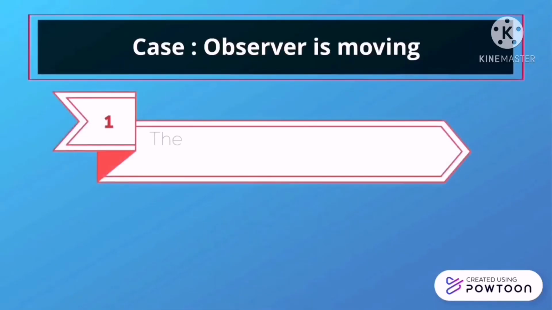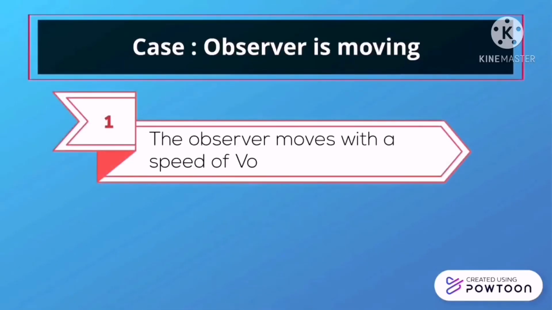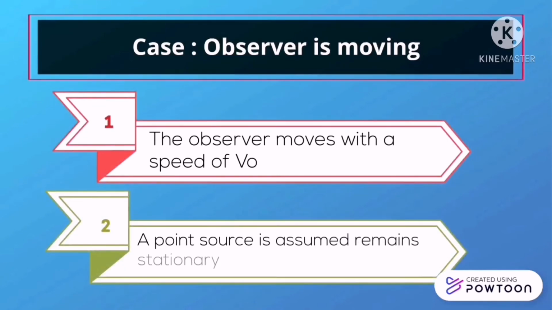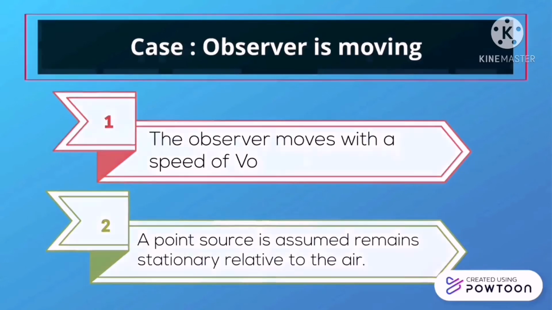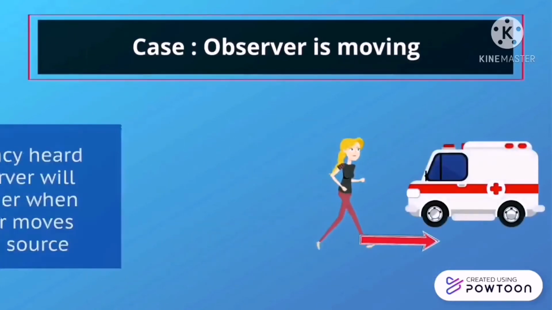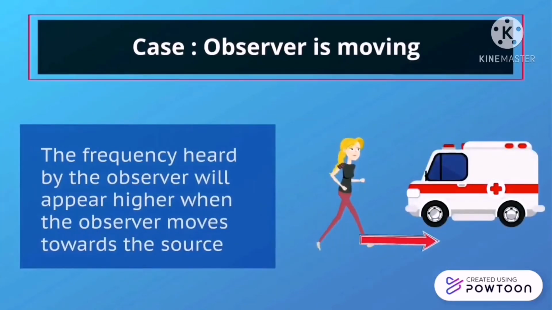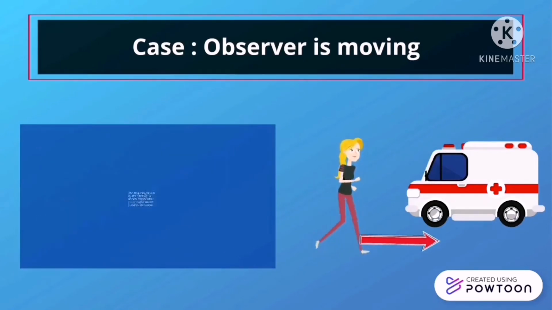Case when the observer is moving. First, the observer moves with a speed of v0. Second, a point source is assumed to remain stationary relative to the air. In the case where the person is moving and the ambulance is static, the frequency of siren heard by the observer will appear higher when the observer moves toward the source of siren from the ambulance.